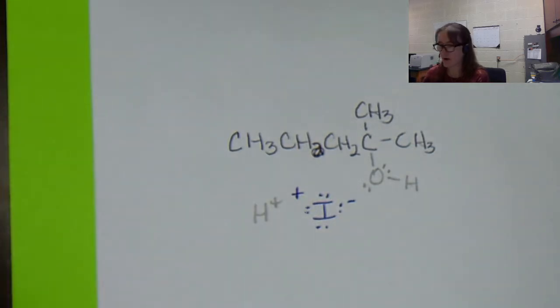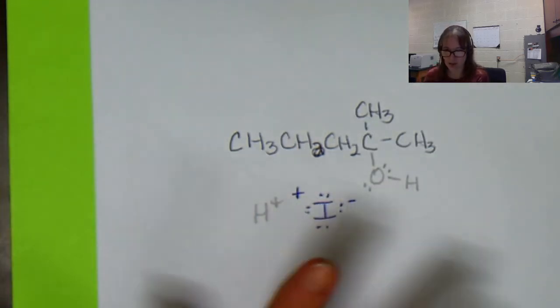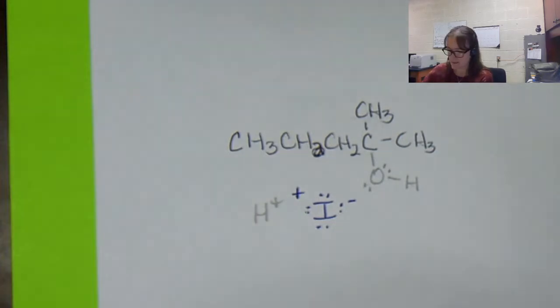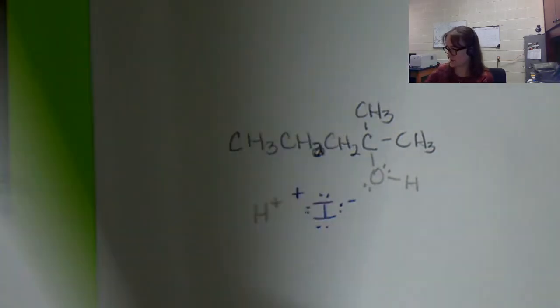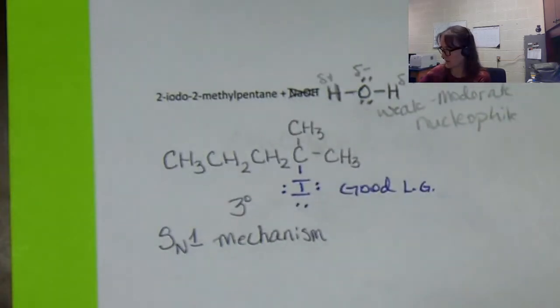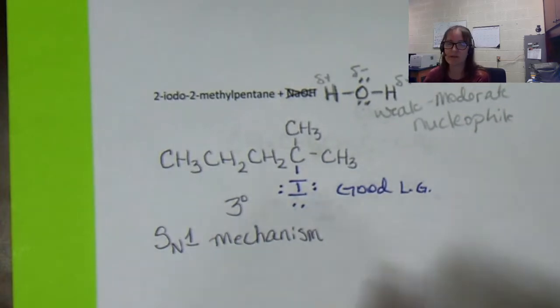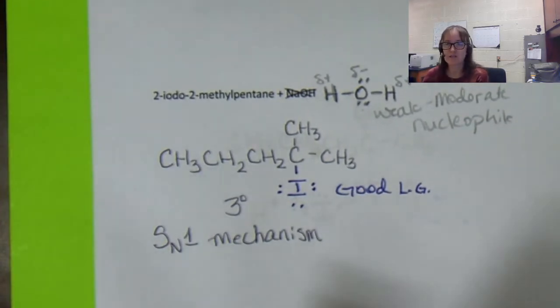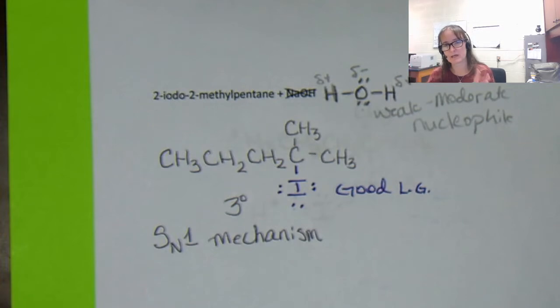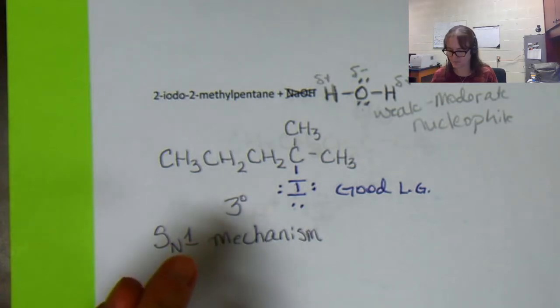Okay, so how does this reaction occur? It's going to be slightly different. And so it will happen in several steps. The water doesn't come in and bond at the same time that the iodine leaves. The first step in an Sn1 reaction is the leaving group leaves.